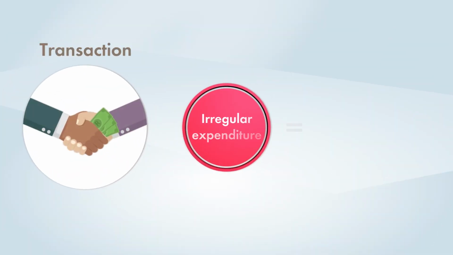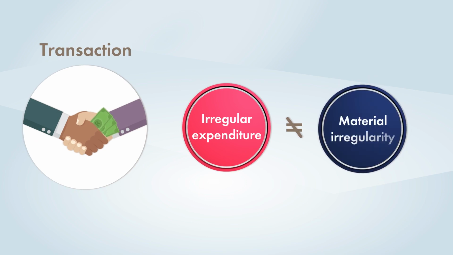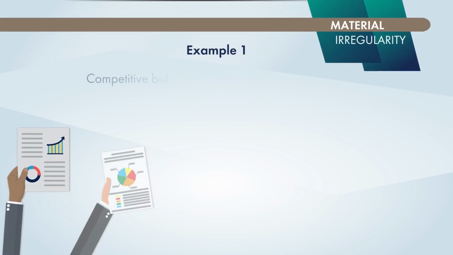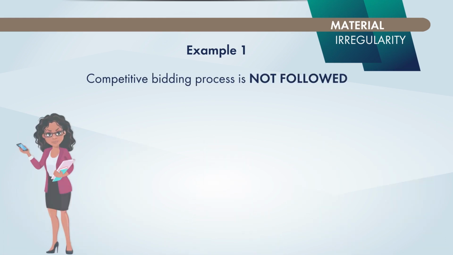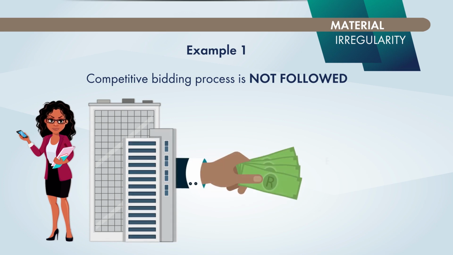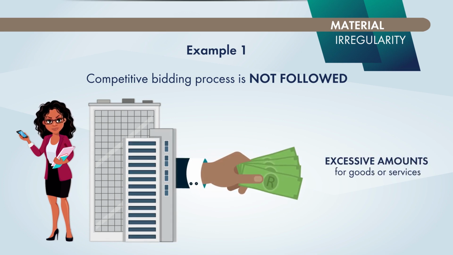Let's be clear, just because a transaction is classified as irregular expenditure does not make it material irregularity. Here are some quick examples of material irregularity. If a competitive bidding process is not followed as required by legislation, and results in an auditee paying excessive amounts for goods or services, this is material irregularity.